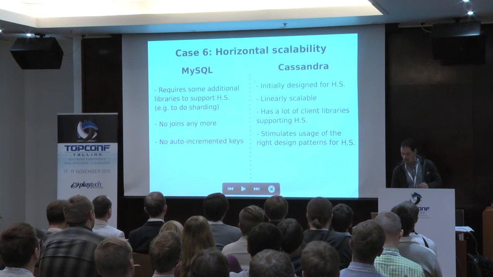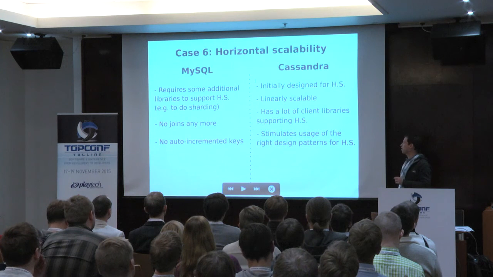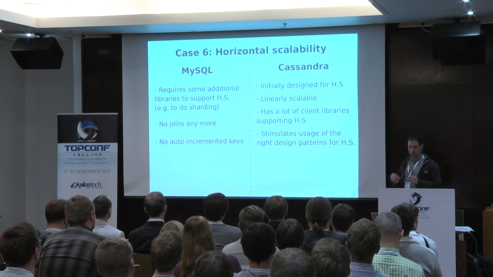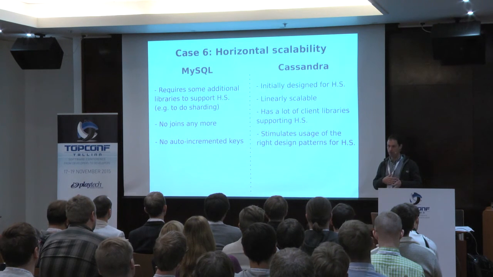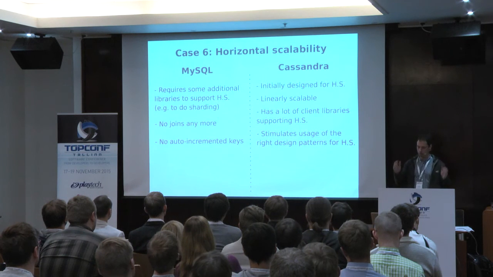In the case of Cassandra, it was initially designed for high scalability, and as soon as you add more nodes, your capacity grows linearly. Twice more nodes, twice more capacity.